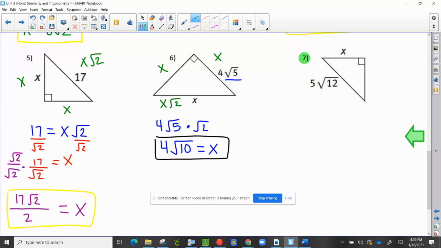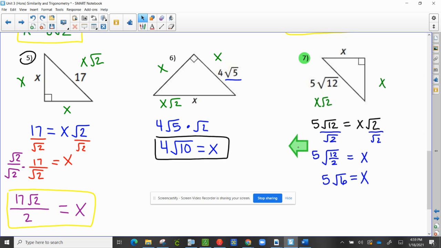Okay, so I'm going to have you guys try 7. Okay, so 7, they're giving you the hypotenuse is 5 root 12. So you're going to set 7 up kind of like number 5, where you're going to set the hypotenuse you're given equal to x root 2 and solve for x. So see if you can do 7 on your own. So all you're doing is finding the side length of the leg. Just solving for x here.